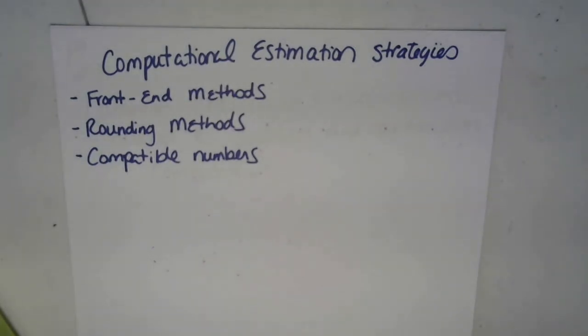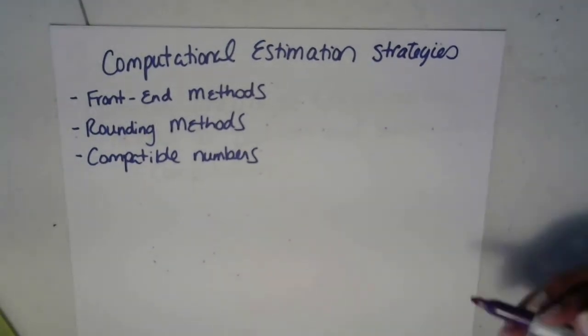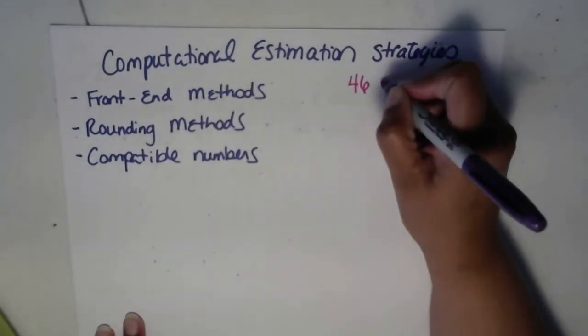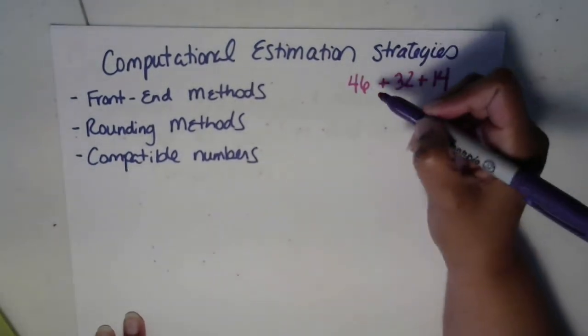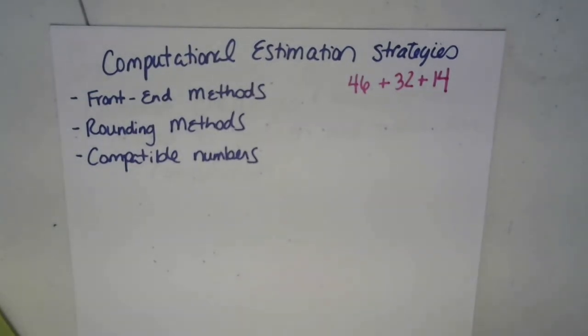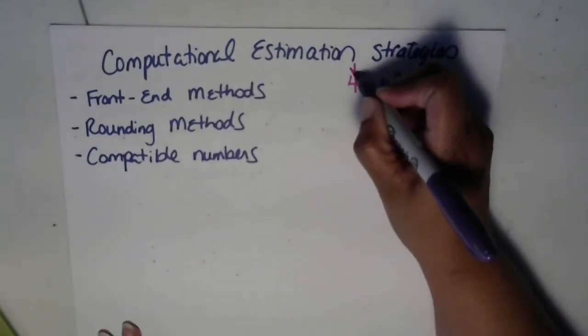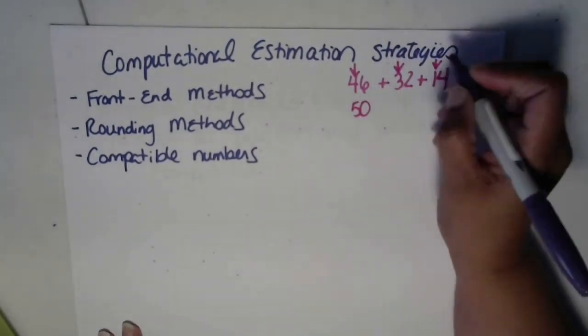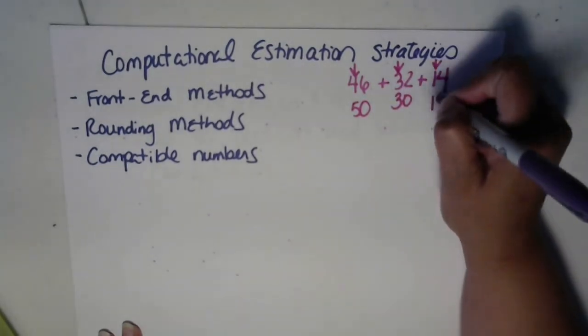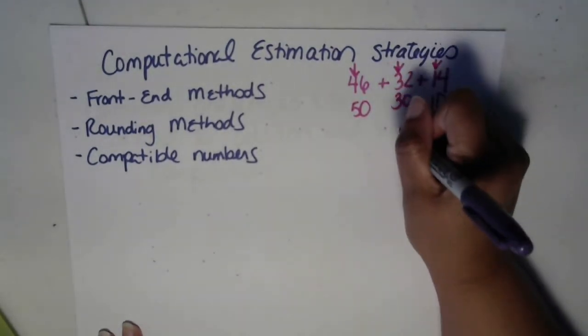Front-end addition. If I have a bunch of numbers that have the same number of digits, I can do front end, where I'm adding the front digits. I'm estimating. So I can say 50, 30, 10. My estimate is 90.